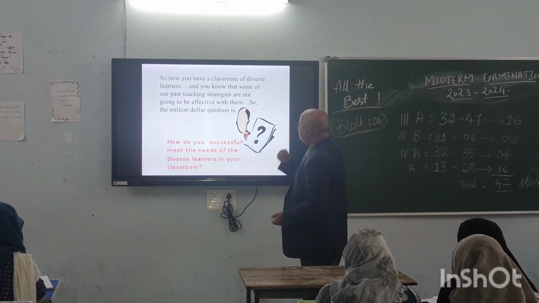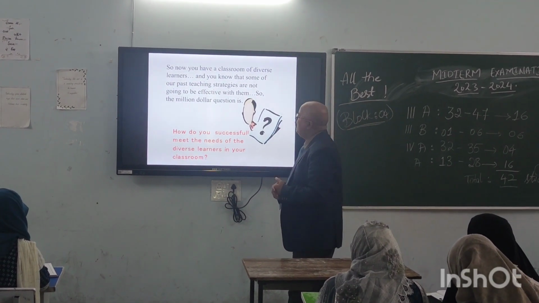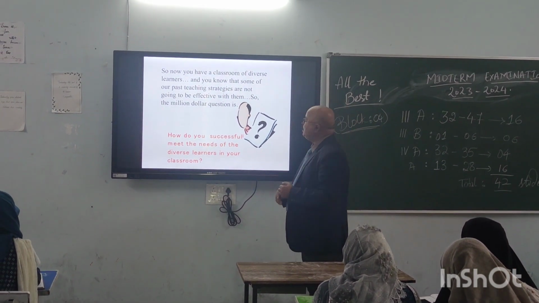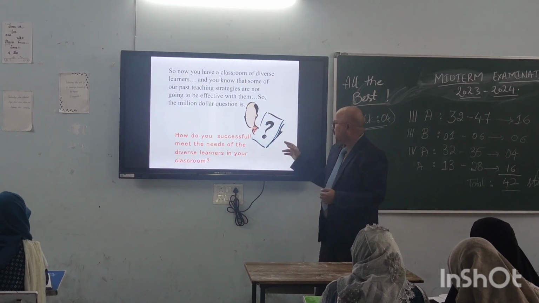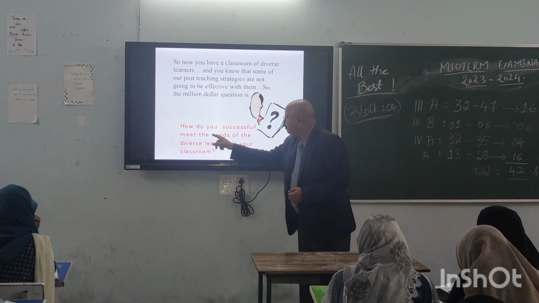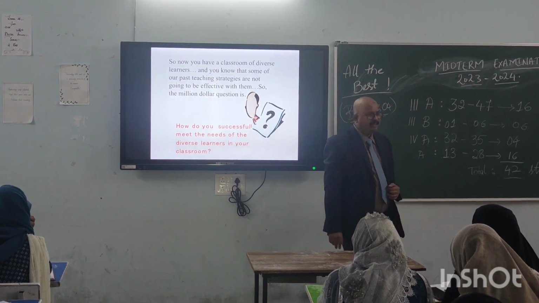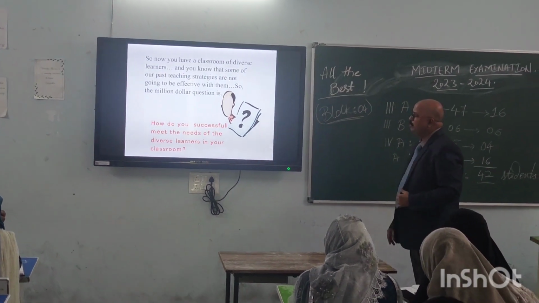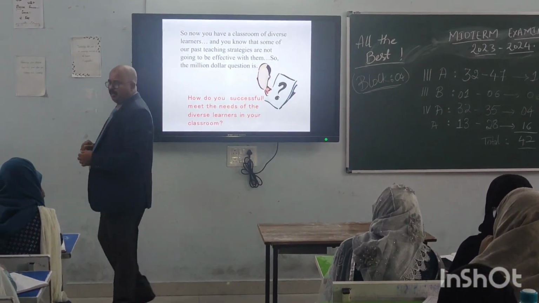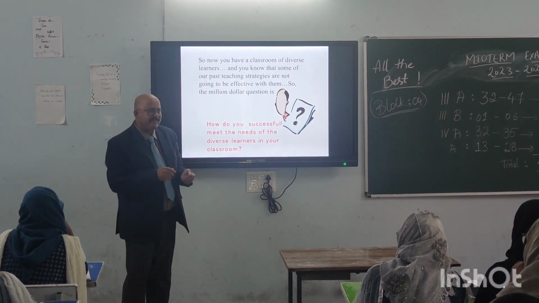Clear? So now you have a classroom of diverse learners, and you know that some of our past teaching methods are not going to be effective with them. So the million dollar question is, how do you successfully meet the needs of the diverse learners in your classroom? This is the $1 million question. It means 5 varieties are there in the classroom. For the 5 varieties in the classroom, in what way do you manage? What are the techniques you will have as a teacher?